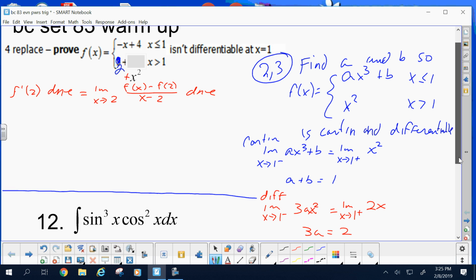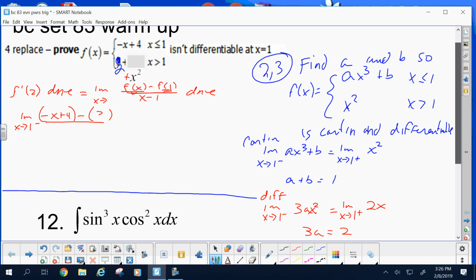Using one-sided limits, the limit as x approaches 1 from the left for f of x would use negative x plus 4, minus f at 1. Sorry, you probably wonder what the heck I'm talking about with 2. It says x approaches 1, not 2. As x approaches 1 and f at 1, f at 1 uses the upper rule.